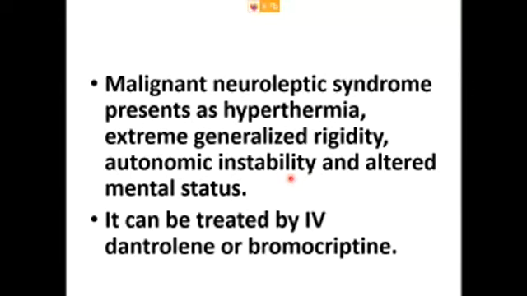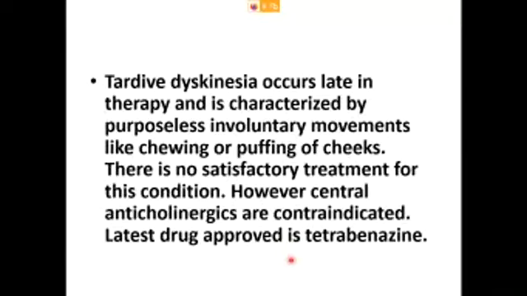Coming to another important side effect, neuroleptic malignant syndrome. They can present as hyperthermia, autonomic instability, generalized rigidity and altered mental status. The drugs used for this condition are IV dantrolene and bromocriptine. Okay, IV dantrolene and bromocriptine.